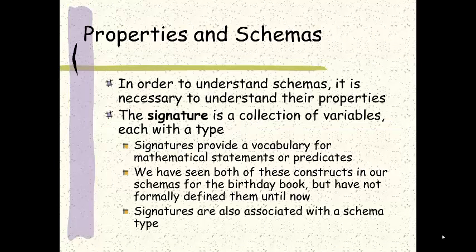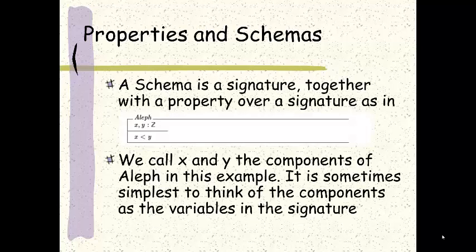Basically, in order to understand schemas, it's necessary to understand their signature and property. The signature is a collection of variables, each with a type. This is similar to the signature of a function in procedural programming languages such as C++. Signatures provide a vocabulary for mathematical statements or predicates. And we've seen both of these constructs in our schemas for the birthday book, but we haven't formally defined them until now. Signatures are also associated with a schema type.